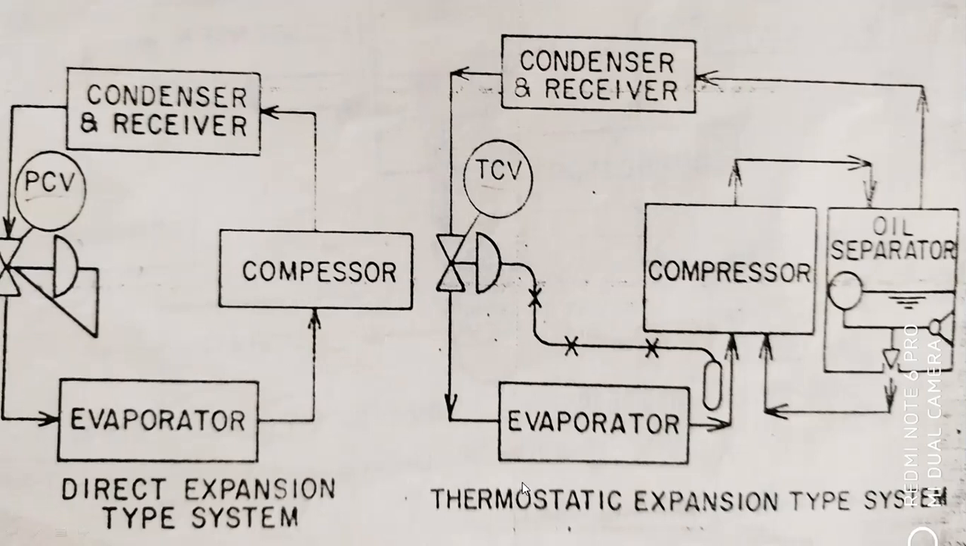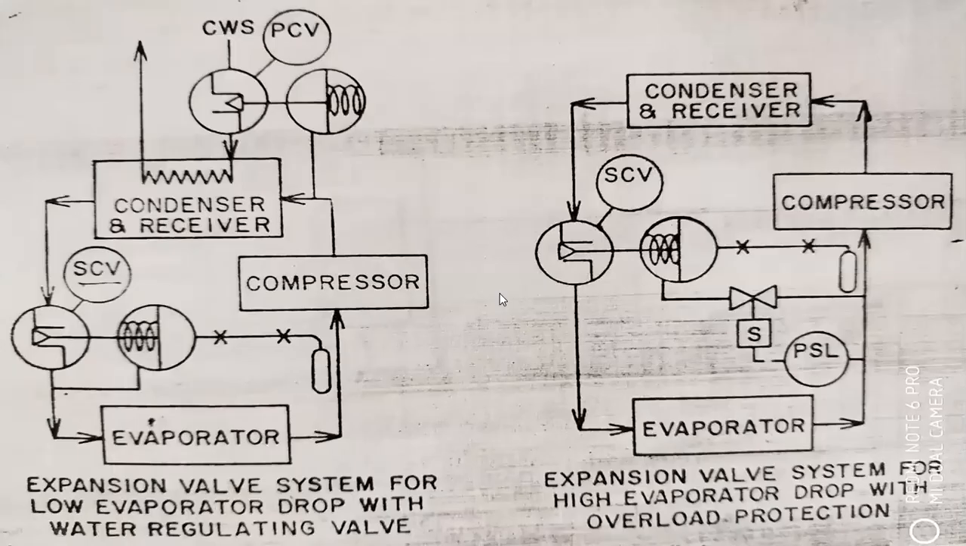But when it comes to thermostatic expansion, you will see at the exit of the evaporator, you will have a thermostatic bulb, basically a thermostat. And that is basically controlling the temperature control valve, opening it more or less by sensing the evaporator. This is a closed loop control at the evaporator. This is one control that we have for a thermostatic expansion system.